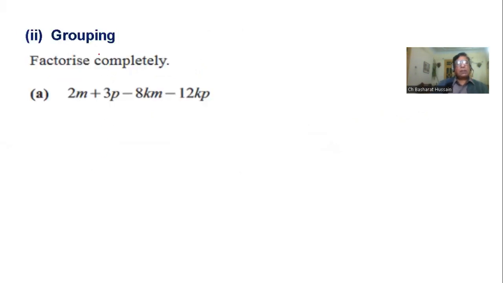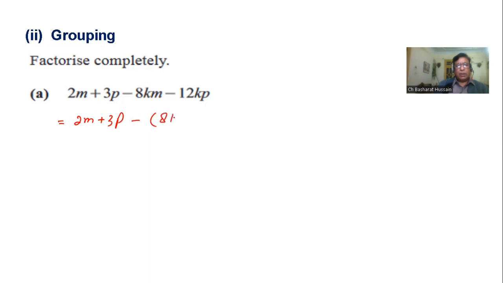Now the second is grouping, factorization by grouping. There are 4 terms in this expression: 1, 2, 3, 4. So we make groups of 2. First, this is a group, 2m plus 3p. And then we make another group by taking minus common.